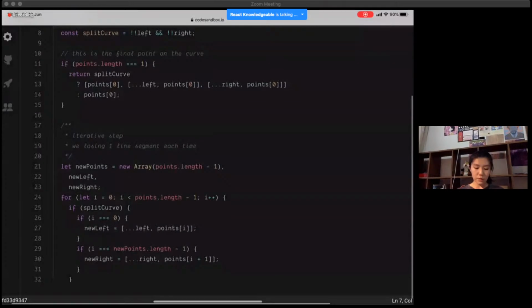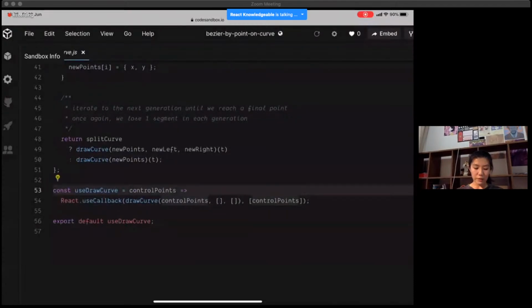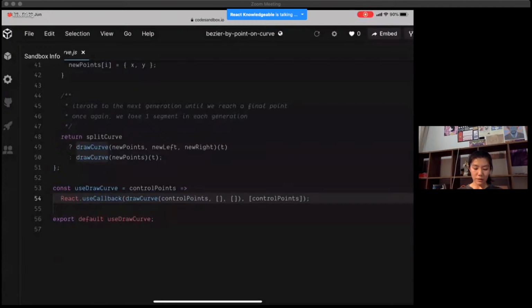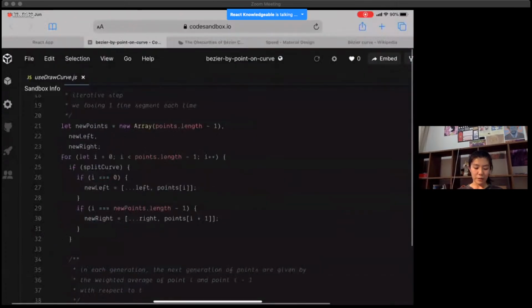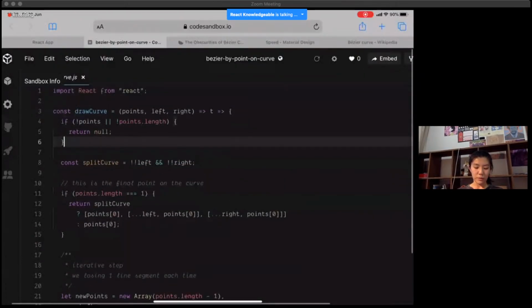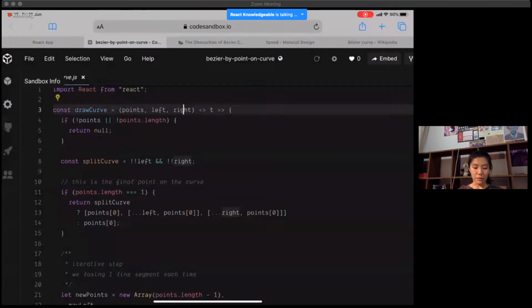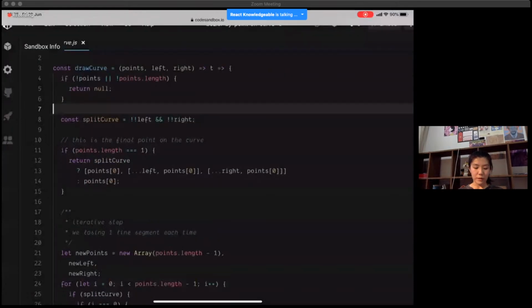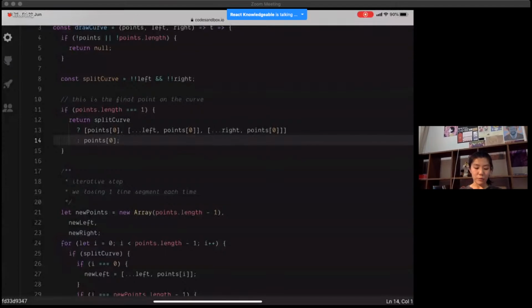So the draw curve hook will take the control points, and then it will return a callback that calls draw curve with these control points. Please ignore these arrays for now. And so the draw curve is following exactly what I just showed you. Once again, please ignore the left and right for now. Of course, if there's no points, we're not doing anything. And then if there's only one point, that means we're reaching the final point on the curve. And so ignoring the left and right thing, we're returning the point, okay?